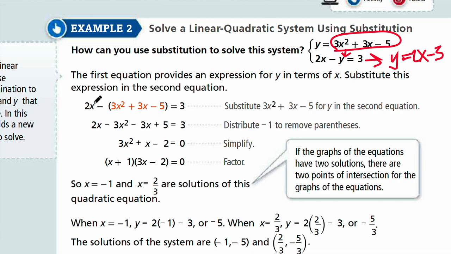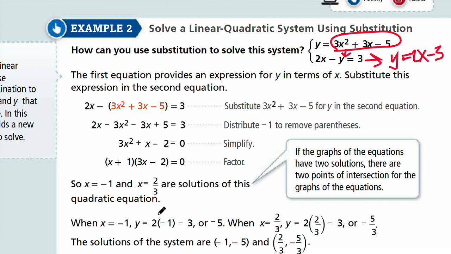And now you only have the variable x. And so solving for your quadratic equation, you can factor it out and simplify and solve for your x values. You will see that x will have two solutions here, two real solutions, -1 and 2/3.